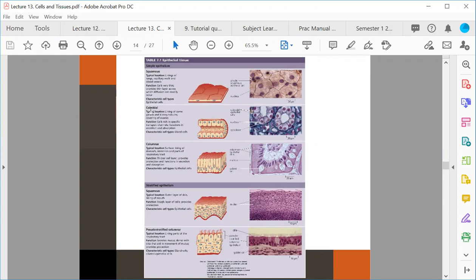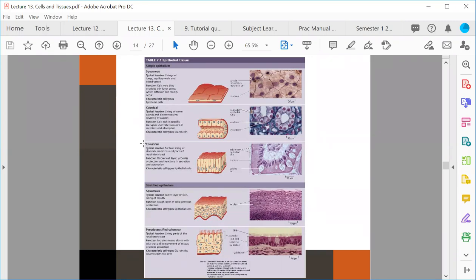Next one, simple cuboidal epithelium. So obviously a thicker cell type, so still only one layer of cells, and these are typically found lining some glands. These are cells that are rich in specific transport channels, and they function in secretion and absorption.